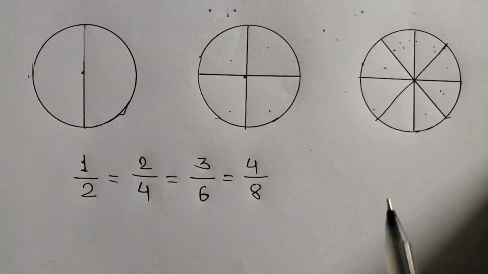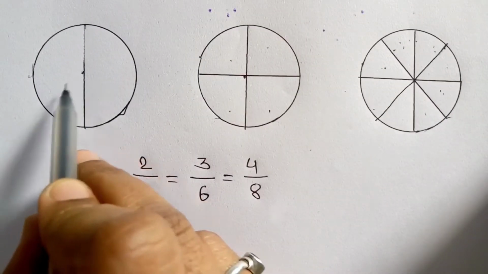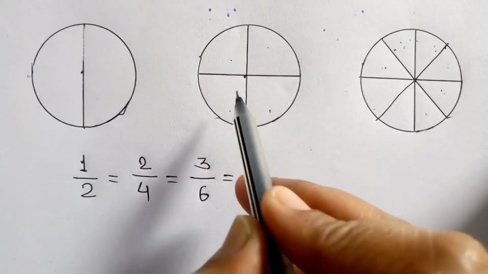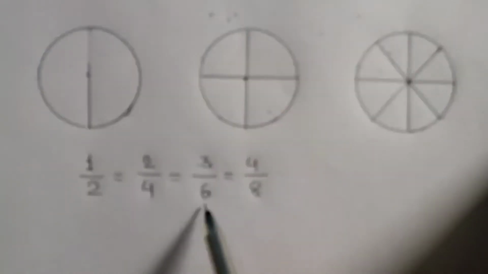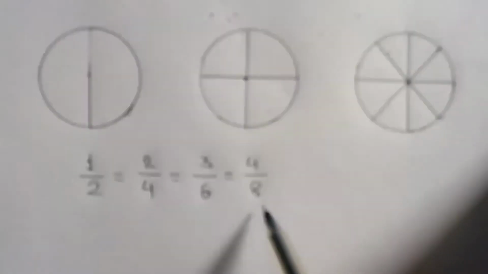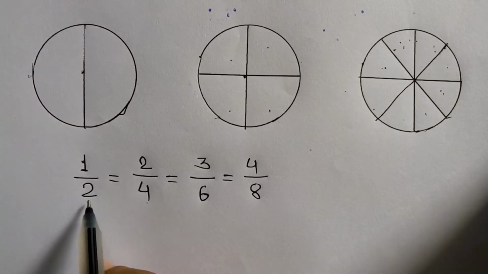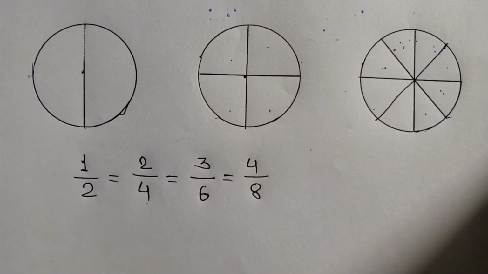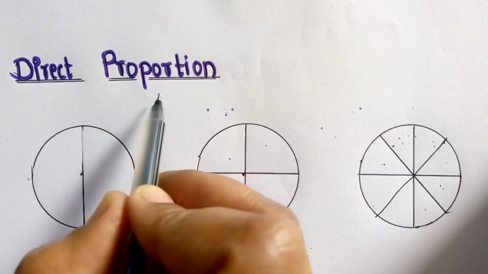So this tells us that if we increase diameters, the parts of the circle also increase. With 2 diameters the parts are 4, with 3 diameters the parts are 6, with 4 diameters the parts are 8. When it was 1, parts were 2. When it was 2, parts were 4. This is direct proportion, the same topic we are learning here.